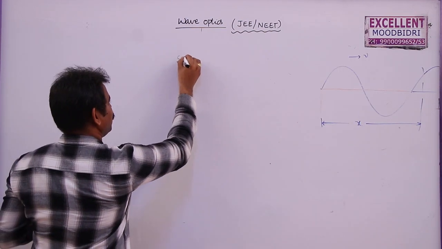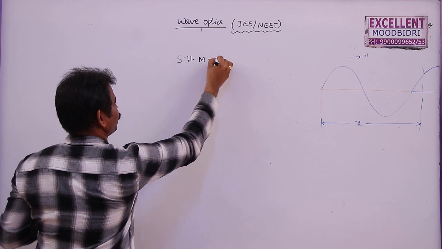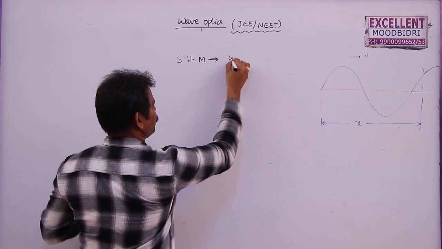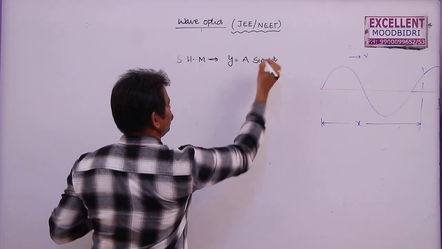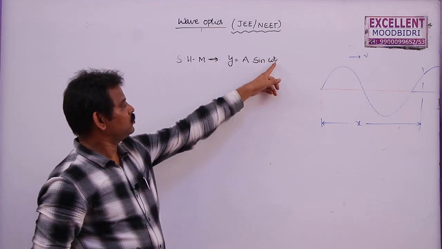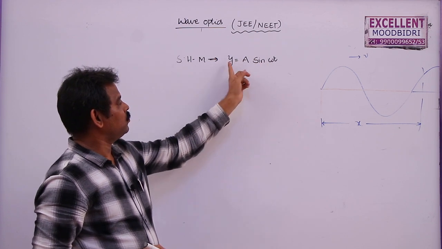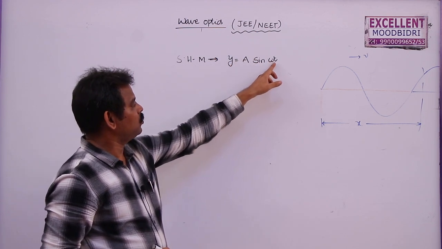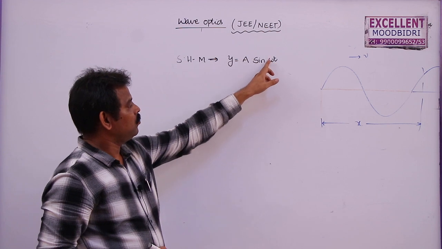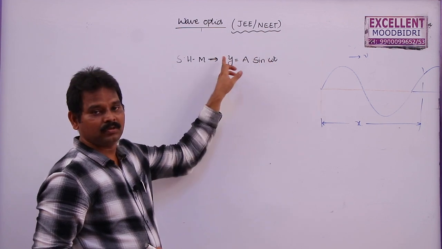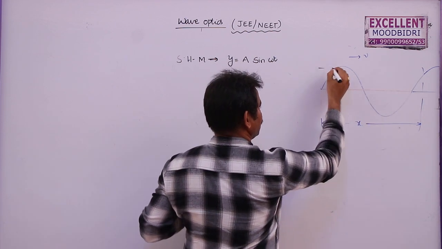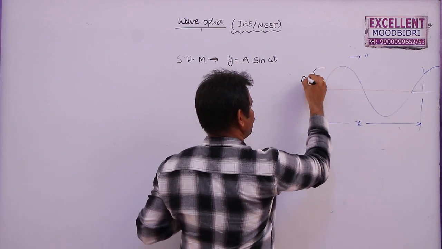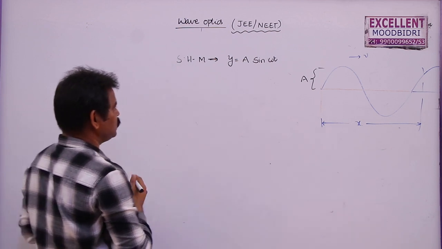For a simple harmonic motion, the equation of the particle is given by y = a sin ωt. So when t = 0, sin 0 = 0, so y will be 0. When t = π/2ω, ω cancels, sin π/2 = sin 90, so y is equal to a. So this is the sinusoidal variation of the displacement here. This is the maximum displacement, we call it a, the amplitude.